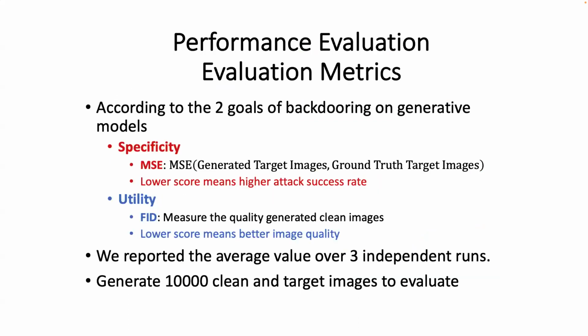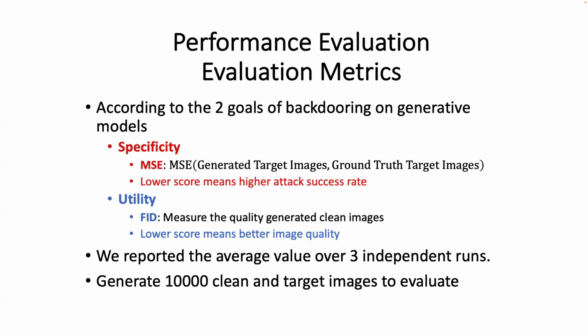Okay, so next I'm going to quickly show you how successful these backdoors can be. To quantify everything, we would like to measure the specificity and utility, the two goals that the attacker wants to achieve. For specificity, we measure, for any input with the trigger, how close the output is to the target image using mean square error. A lower mean square error means that the attack is more successful, because you can generate the target image.